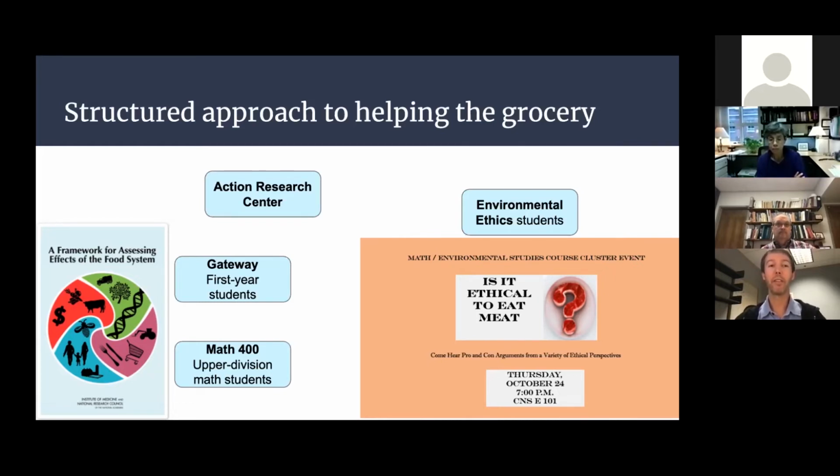And that book on the left that you see, A Framework for Assessing Effects of the Food System, is a massive, maybe 400 to 500 page publication by several government agencies like the Institute of Medicine and the National Research Council. I think the NIH was involved. So anyway, it's a big document.